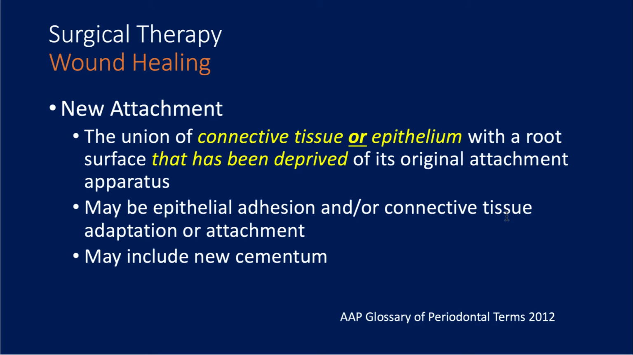Next, we have new attachment. New attachment is the union of connective tissue or epithelium with a root surface that has been deprived of its original attachment apparatus. You can really contrast the difference between this and reattachment. This type of healing can be either epithelial adhesion or a connective tissue adaptation or attachment. This type of healing does include new cementum.